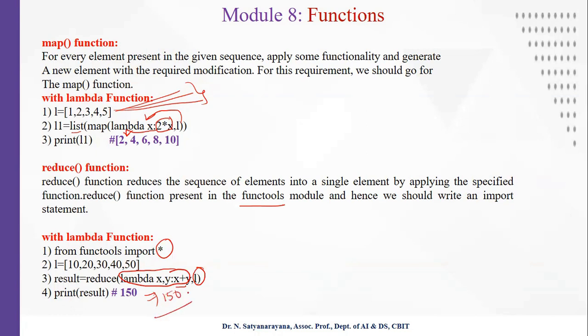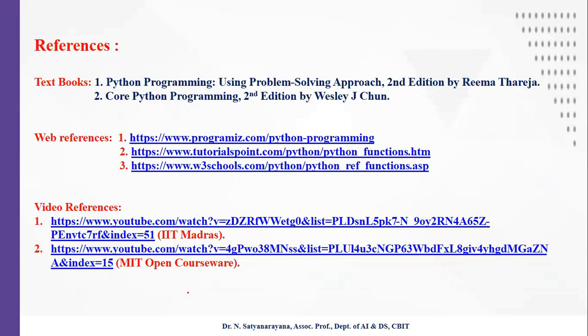So lambda functions are more useful with respect to these filter, map and reduce methods rather than using lambda functions on their own. I hope it is very clear. If you really want to go through further details, you can work on any of these references given here. With this, I would like to conclude the sessions on functional programming in Python or functions in Python.